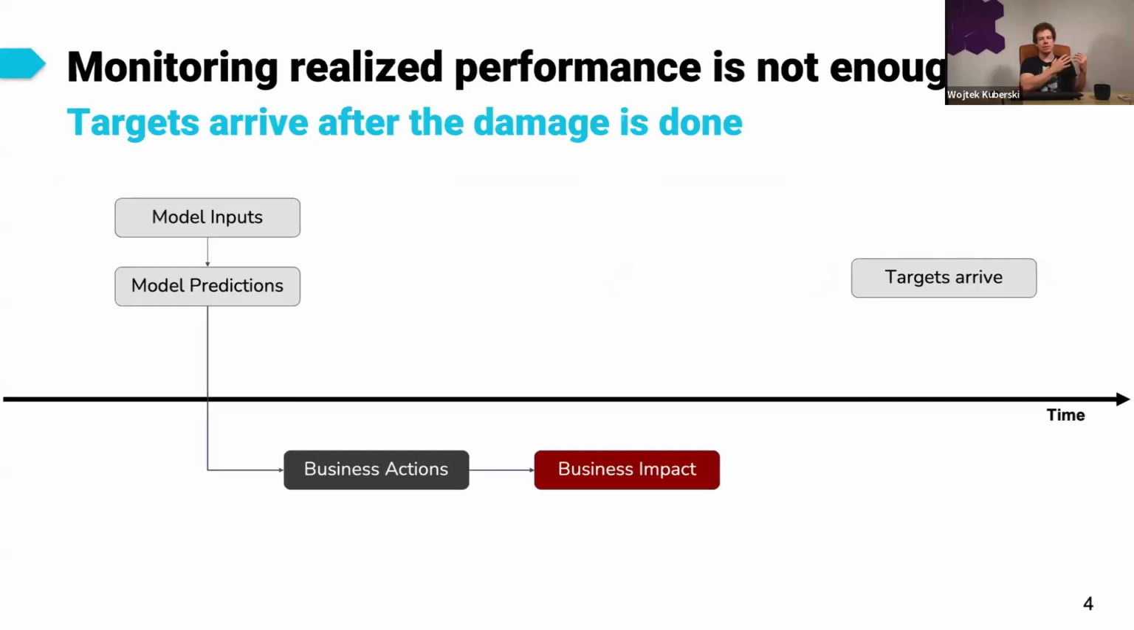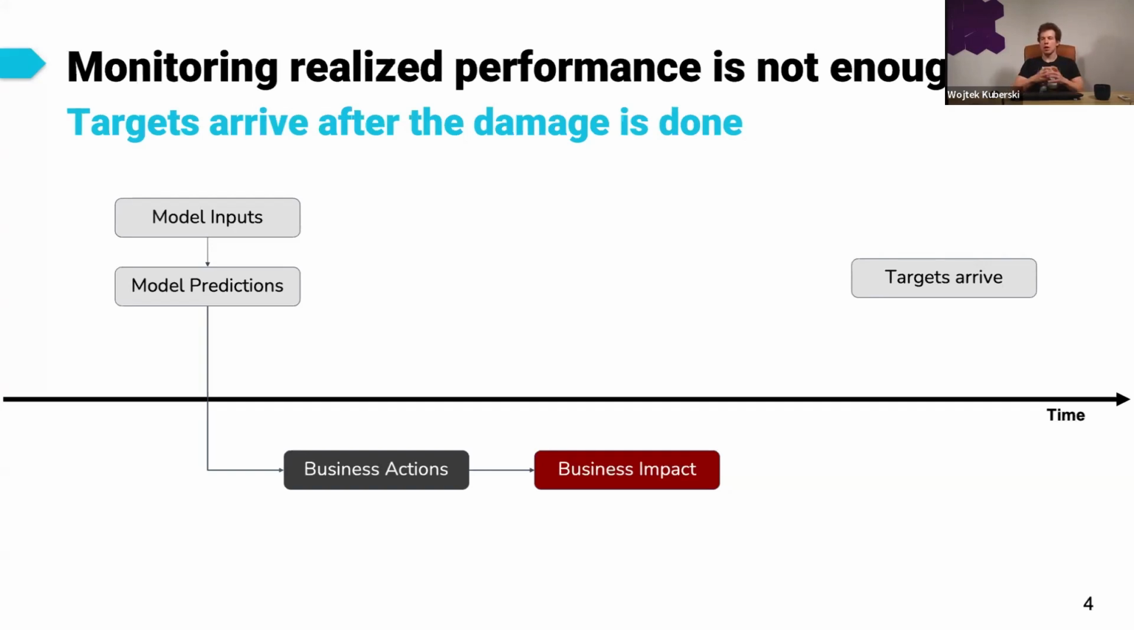If you look at the typical timeline of your predictive model, whether you're dealing with automating some kind of work or trying to predict a future event, the way it normally works is that you get only inputs, then very shortly after the model will make some kind of predictions. Then based on these predictions, hopefully there's going to be some business action that follows. And from that business action, there's going to be some kind of business impact. And then after a while, maybe right after we observe the business impact, maybe even later on, the targets arrive.